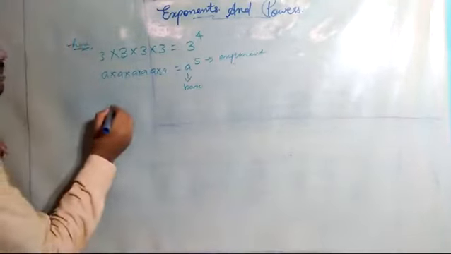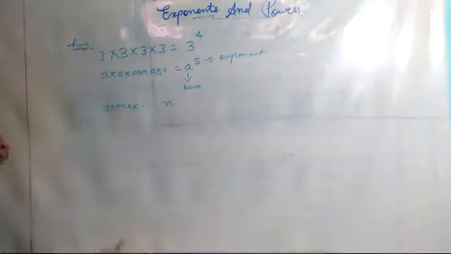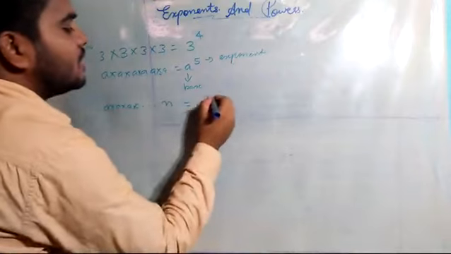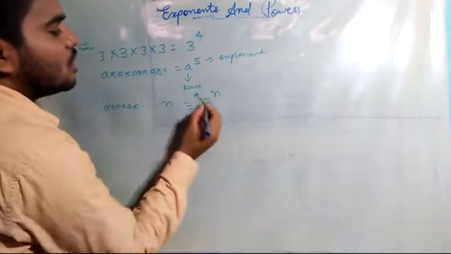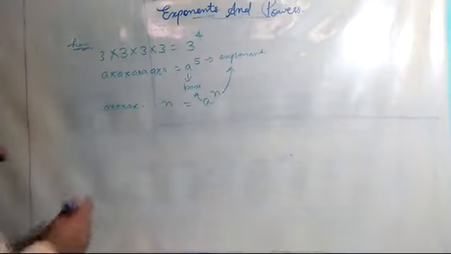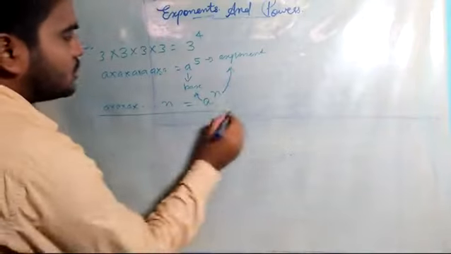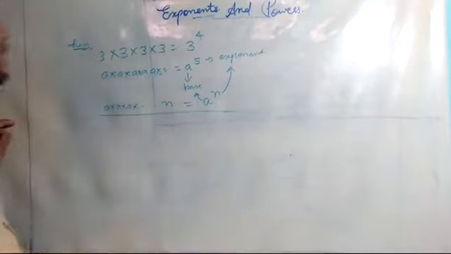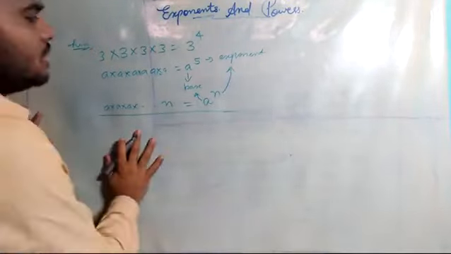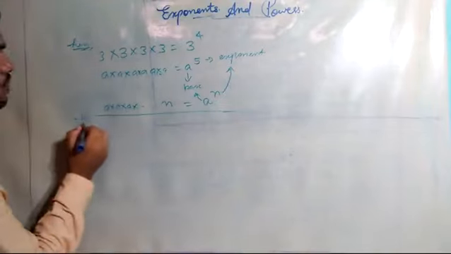Now, if I have a multiplied by a multiplied by a up to n number of times, then what we will write? A raised power n. This is again called the base. This n will represent the exponent. Now, based on this, we have certain laws. So here in this lecture, I will be discussing laws of exponent.